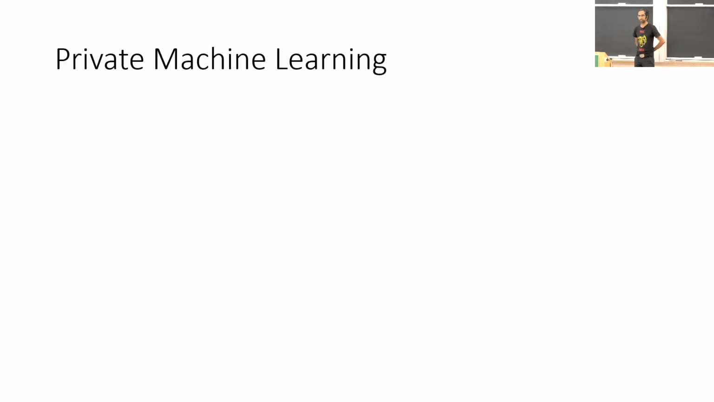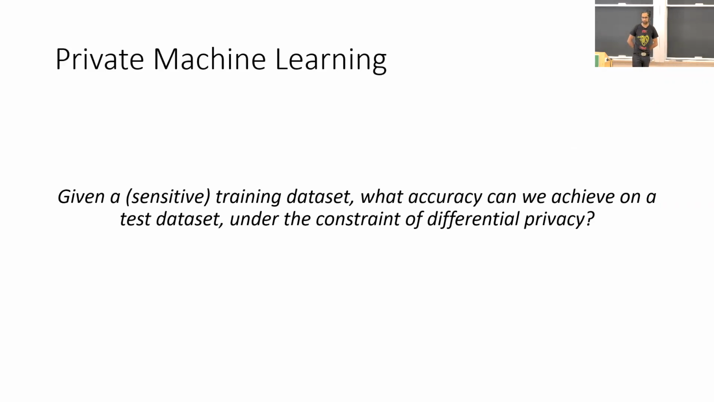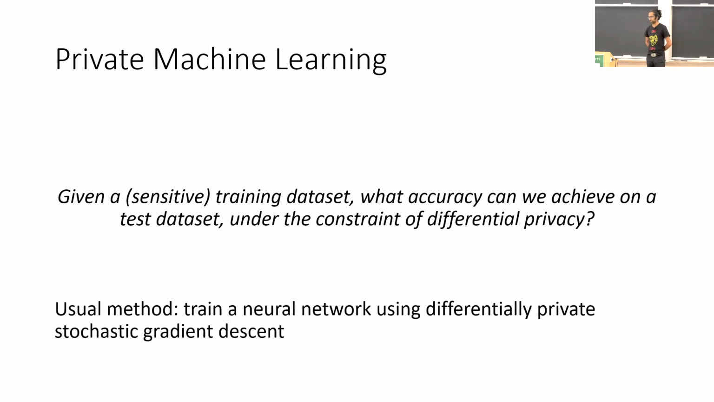So private machine learning is a big deal nowadays, and it roughly asks the question: given a sensitive training data set, what accuracy can we achieve on a test data set under the constraint of differential privacy as applied to the training data set? There are many ways to do this, but I'm going to focus mostly on training a neural network using differentially private stochastic gradient descent, which is the most common way of doing this.